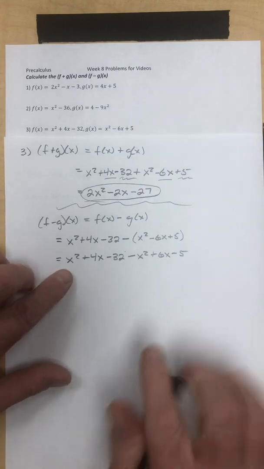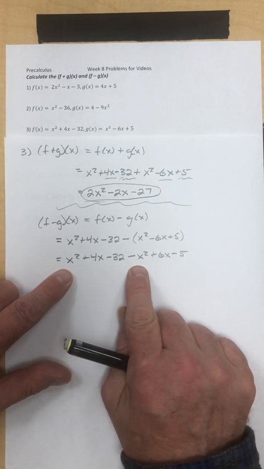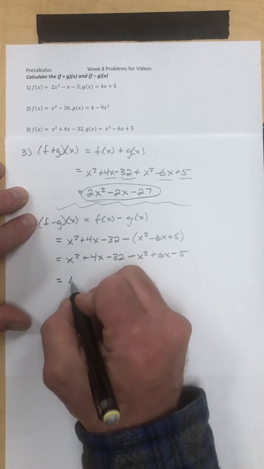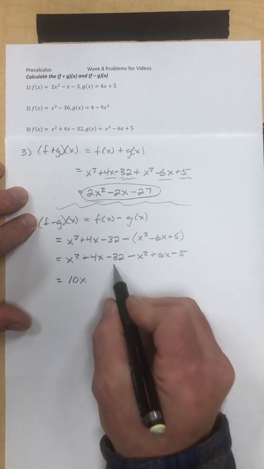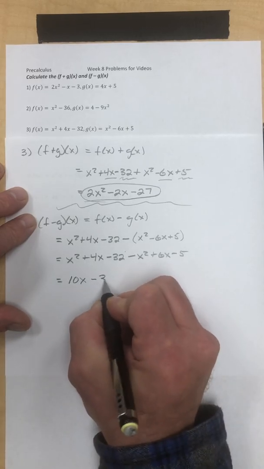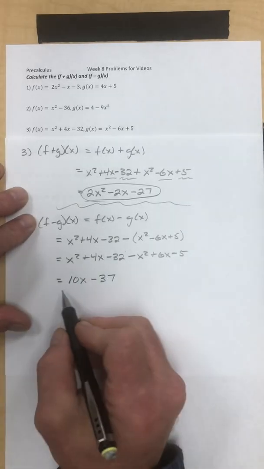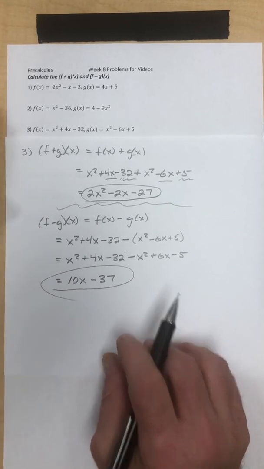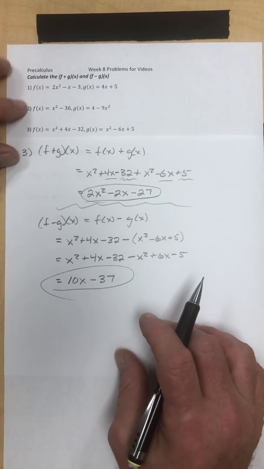Notice the x squareds cancel each other out. So all I have is the 4x plus the 6x, which gives me a 10x. And then I have negative 32 minus 5, so it'd be minus 37. And you have your answer. GCF is 1, so that wouldn't help you out. So when we're adding and subtracting functions, it's really straightforward.